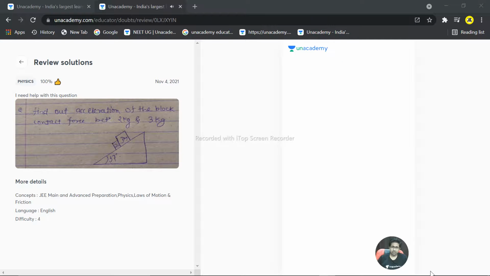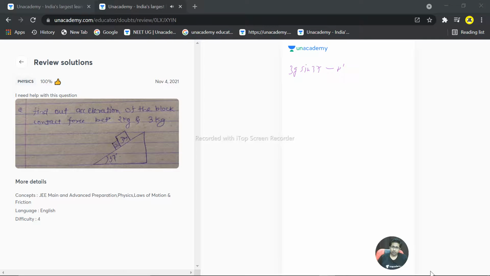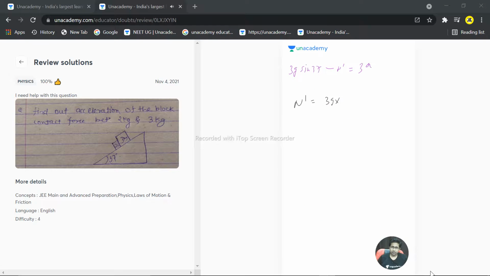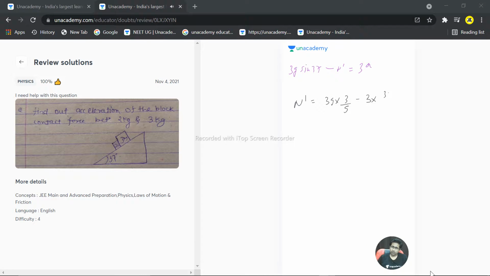So now let's make an equation and try to solve the value of n dash. We can write 3g sine 37 minus n dash is equal to mass into acceleration, so that will be 3 into A. Now let's solve the value of n dash. That will be 3g sine 37, again sine 37 will be 3 by 5, minus 3 of A. What is A? A is 3g by 5. So this comes out to be, n dash is coming out to be how much? 3 into 3g by 5 minus 3 into 3g by 5. So n dash is coming out to be 0.